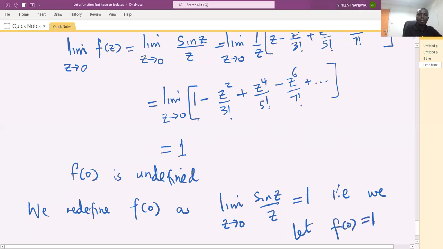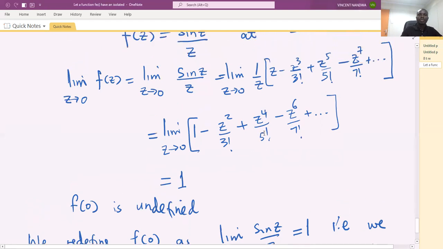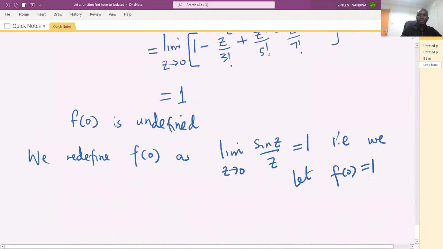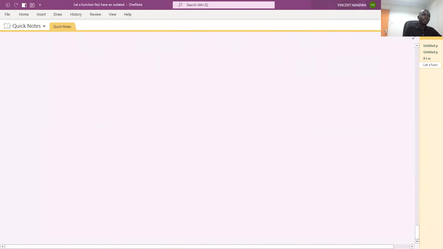Then we'll have a removable singularity at the point z equals to 0, and the reason why we are saying that removable is because we can redefine the function to do away with the singularity. So that is the first step, that whenever you define the limit as z approaches a of f of z and you get a finite value, then that is a removable singular point.